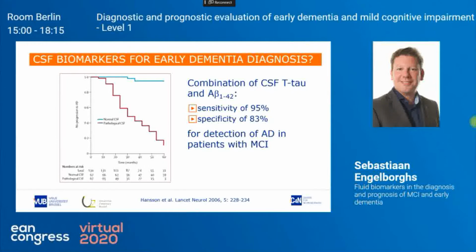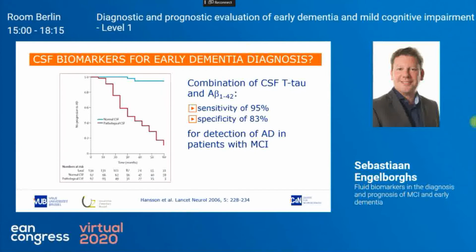Do these core AD biomarkers in the CSF also allow early diagnosis, for example, in the MCI stage of the disease? In this slide, we see a figure from Hansson et al., published in 2006. A cohort of MCI patients was included, and these subjects received a lumbar puncture at baseline. And the cohort was followed up for 60 months, 5 years.